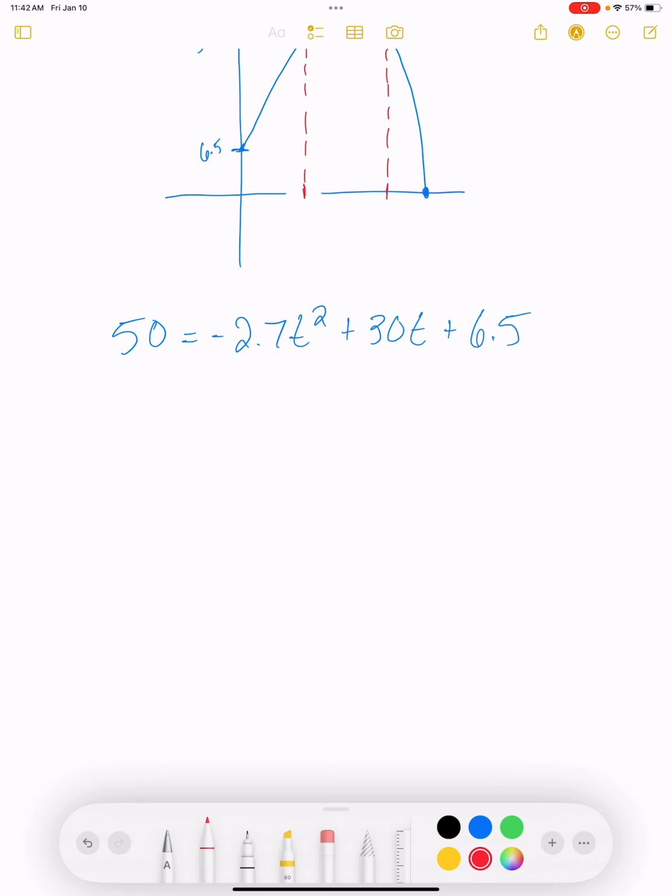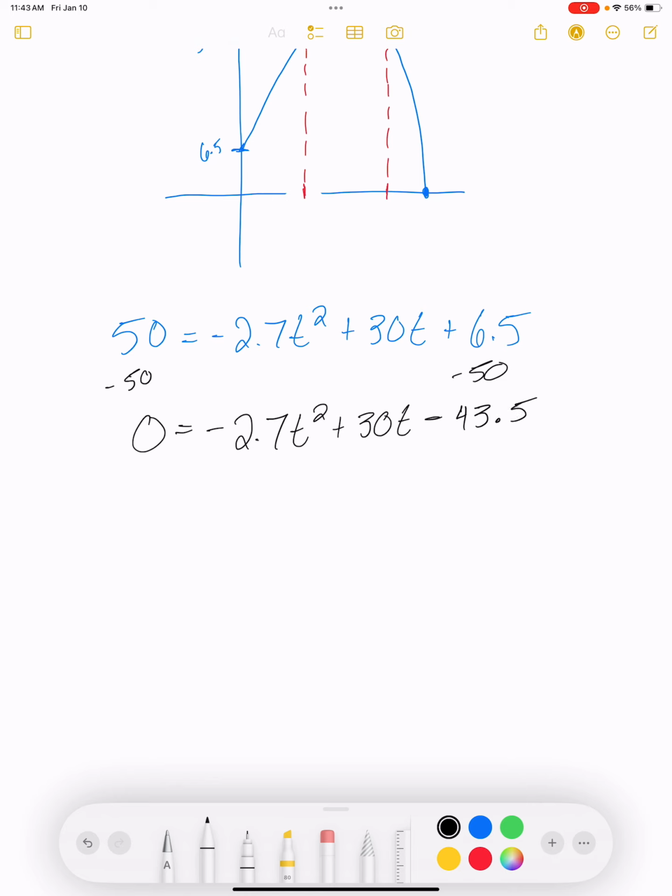So check that out if you don't know the song for quadratic formula. But before you start on the quadratic formula, you need to get your equation with A, B, and C. That means you got to get it set equal to 0. So subtract 50 on both sides, and you got 0 is equal to negative 2.7t squared plus 30t minus 6.5 minus 50, we got 43.5. I should be able to do that in my head, but you don't want to chance it.